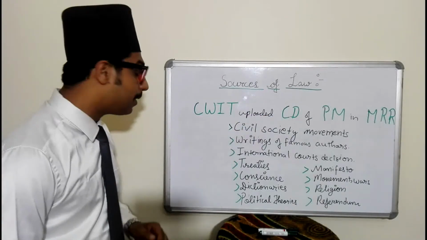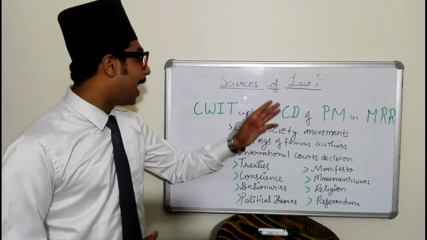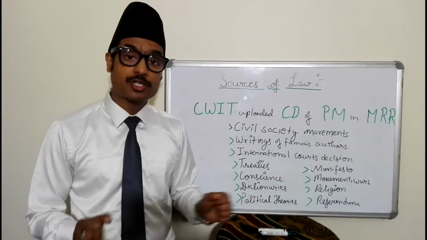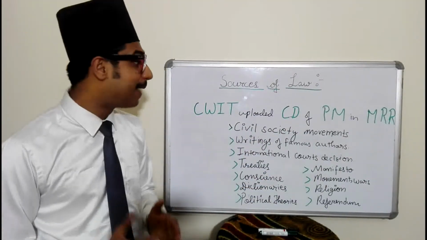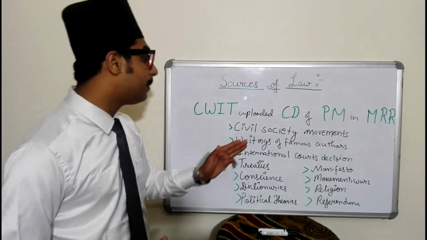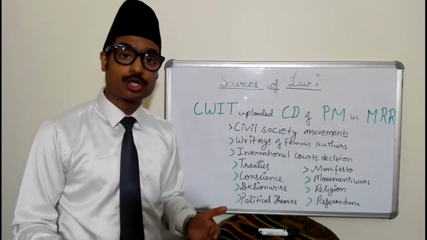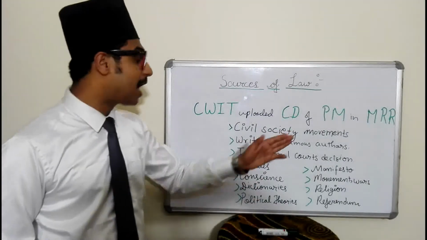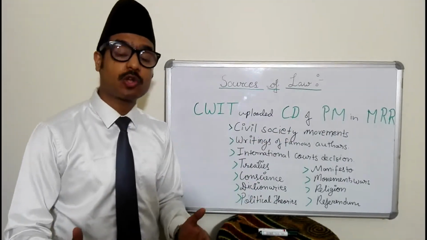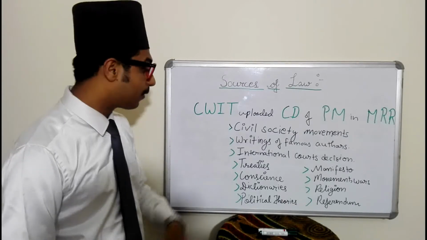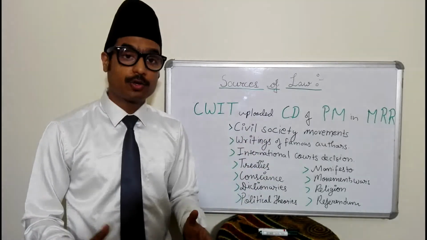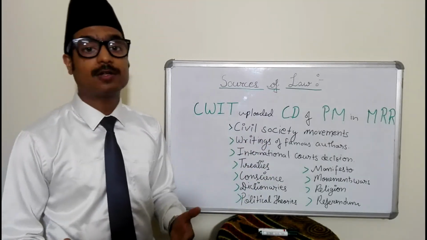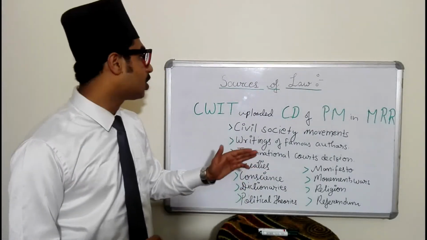From P we can remember political theories. From M we can remember manifesto, especially the manifesto of political parties. From M we can remember movements, wars and revolutions. These are major sources of law. From R we can remember religion. Religion is also a major source of law. From R we can remember referendum. So referendum is also vital for making laws, therefore it is a source of law.